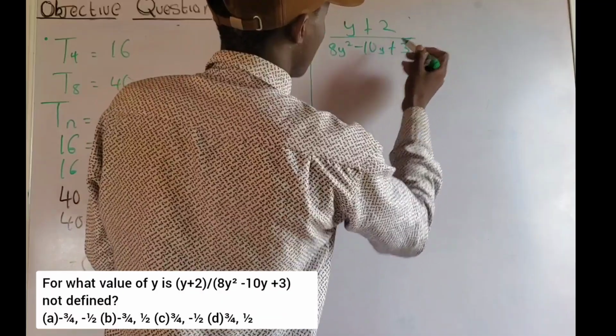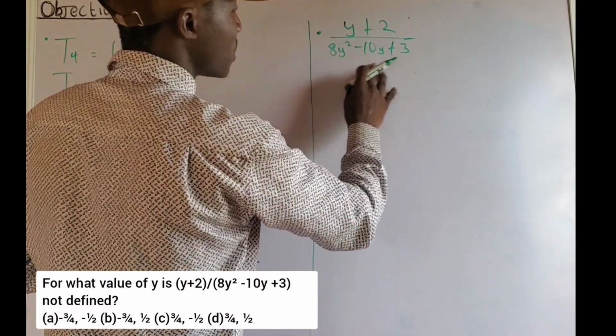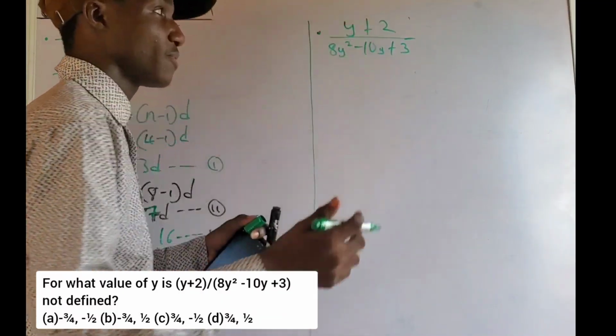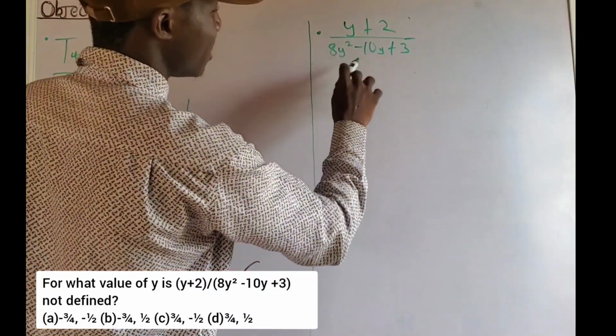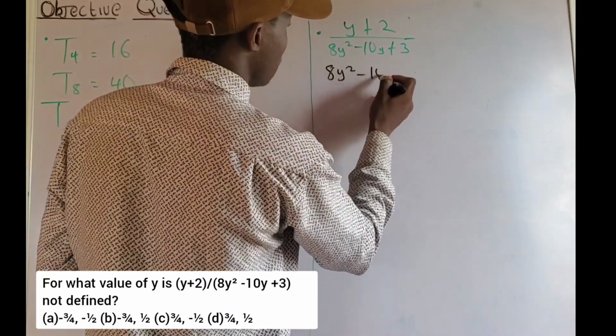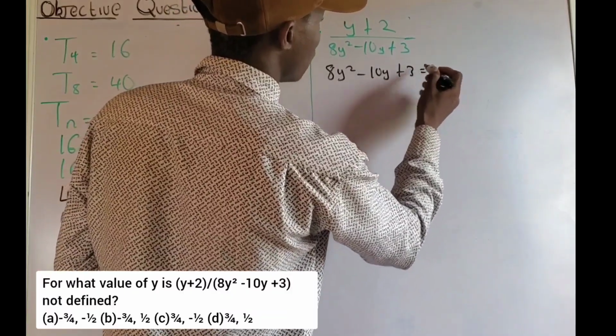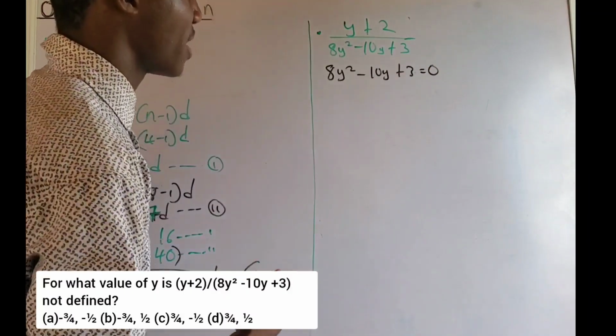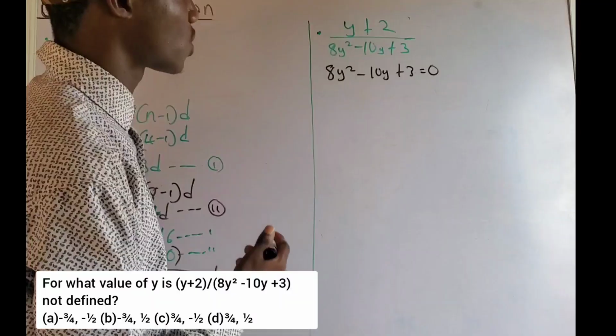Okay, so in an attempt to help us solve for the value of y that will make this fraction undefined, all you have to do is set the denominator equal to 0. So I'm going to have 8y squared minus 10y plus 3 equals 0. Then solve for the value of y.